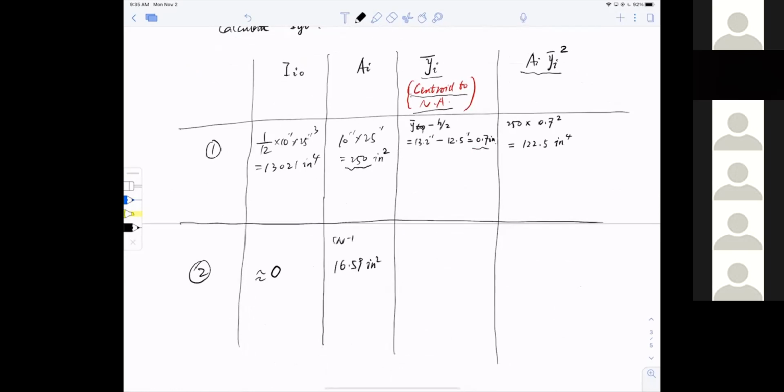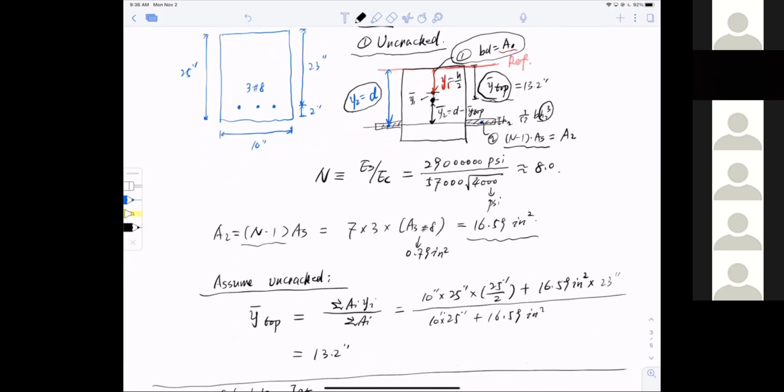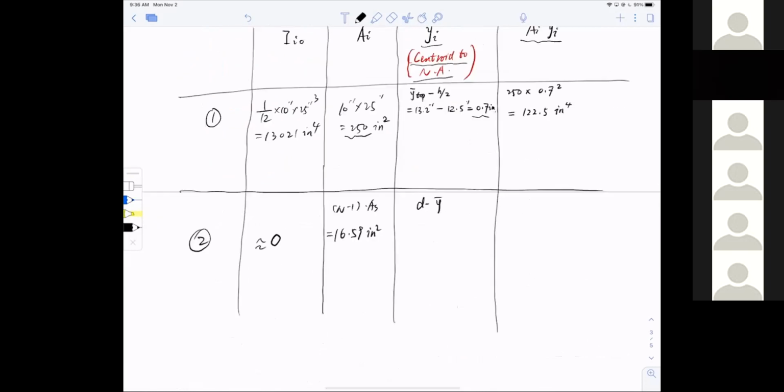And the area is 16.59 inches squared, which you remember was calculated previously. Then the distance of its own centroid to the neutral axis is D minus Y top. So this is Y2 bar equal to D minus Y top, the distance between its own centroid and the neutral axis.